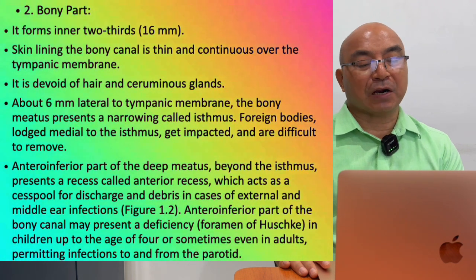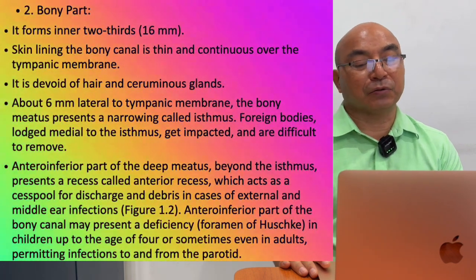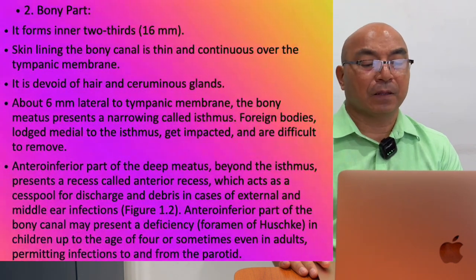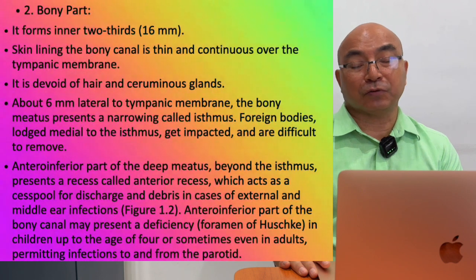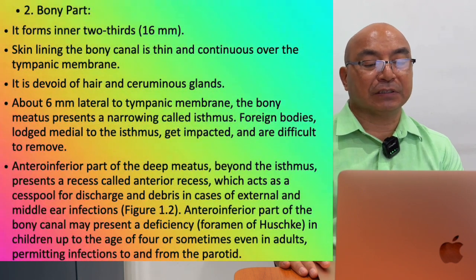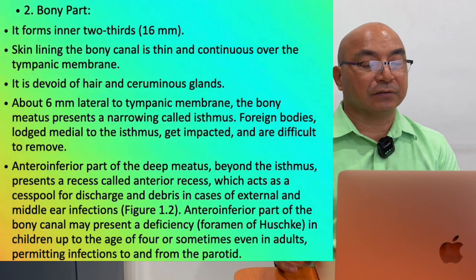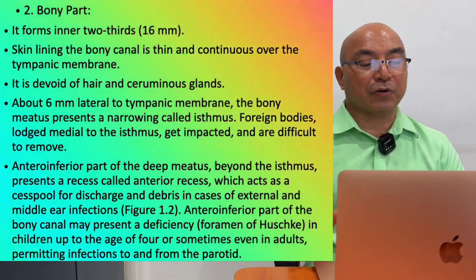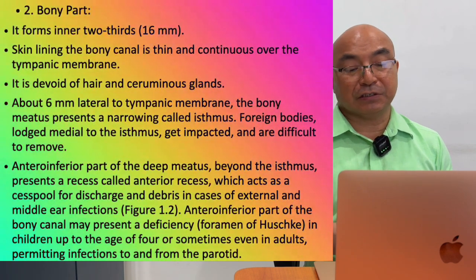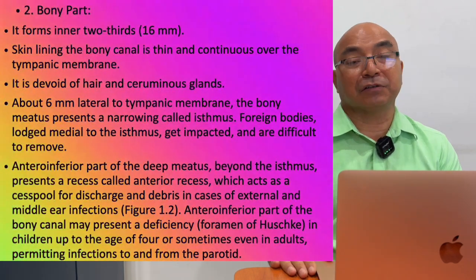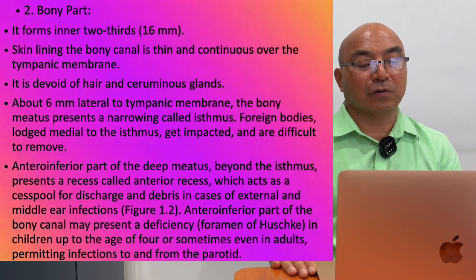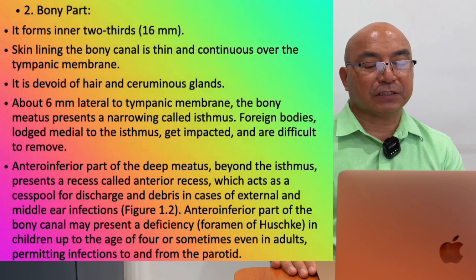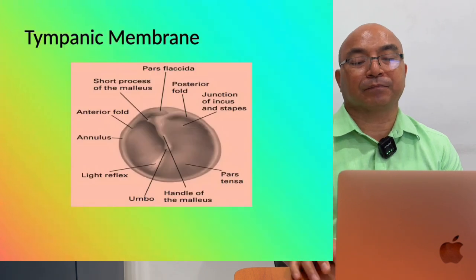The anterior-inferior part of the meatus beyond the isthmus presents a recess called the anterior recess, which acts as a cesspool for discharge and debris in cases of external and middle ear infections. The anterior-inferior part of the bony canal may present a deficiency, the foramen of Huschke, in children up to the age of 4 or sometimes even in adults, permitting infections to and from the parotid.